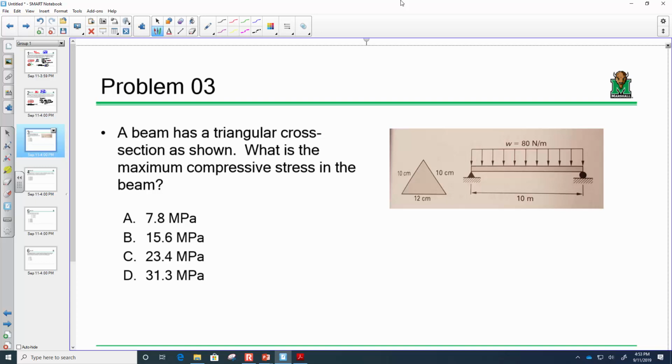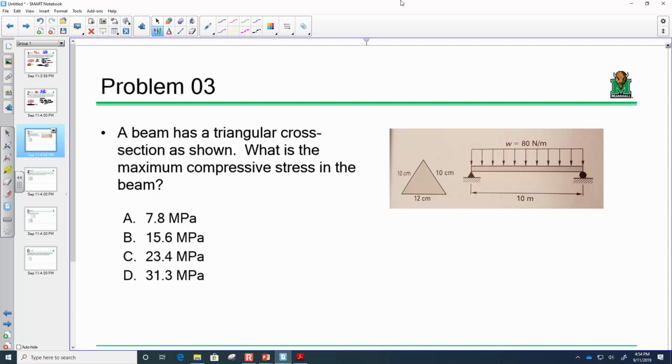So in this problem, we have a beam with a triangular cross-section. What is the maximum compressive stress in the beam? If this is problem 1, this is problem 2, this is problem 3. So sigma equals My over I. In order to do this, we need three quantities: M, y, and I. Let's take this one at a time.